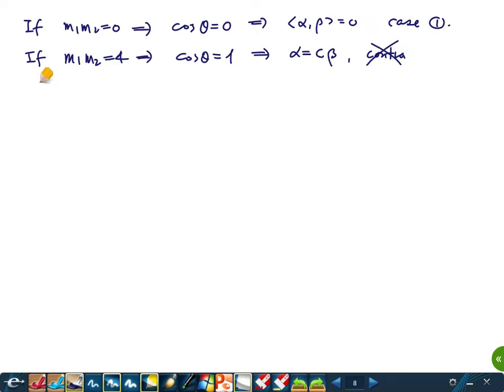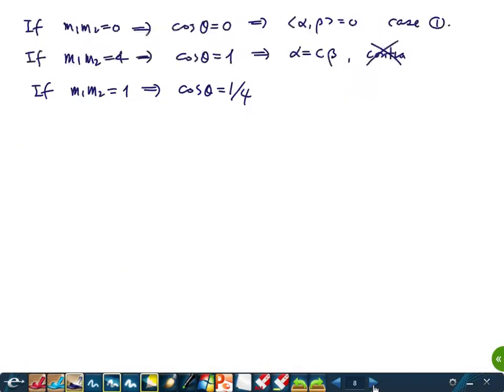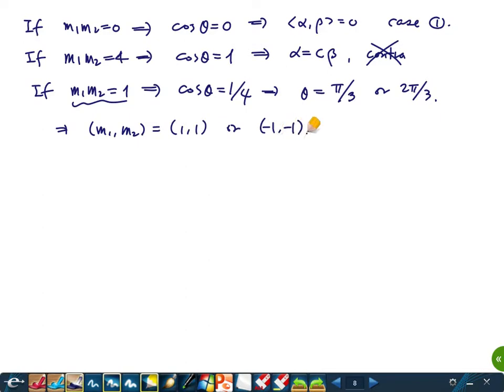So we only need to consider the 3 remaining cases, 1, 2, 3. So if m1 m2 equals 1, then cosine theta equals 1 over 4, right? Because of this. And cosine theta equals 1 over 4 means the angle must be pi over 3 or 2 pi over 3. Okay? And these two are integers, and their product is 1. That means this pair m1 and m2 must be either 1, 1 or minus 1, minus 1. We don't have any other choices.